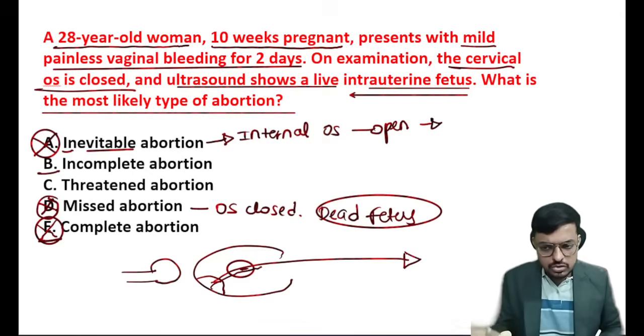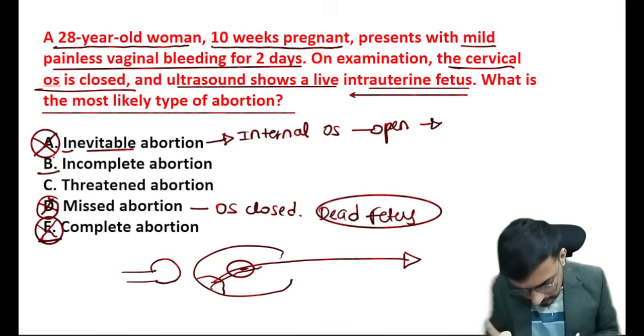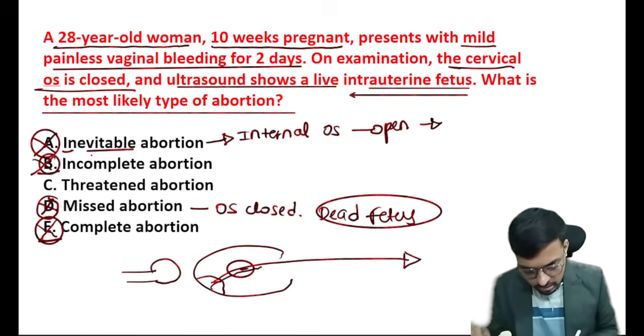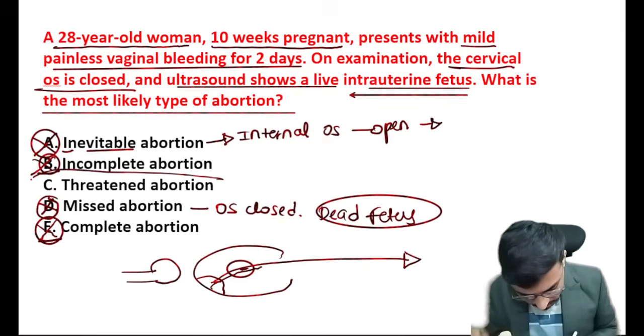So half will come out, half will remain inside. That is what we call the incomplete abortion. Is there anything mentioned in the question? Nothing is mentioned, so I am eliminating option B also. The answer for this question is the threatened abortion.